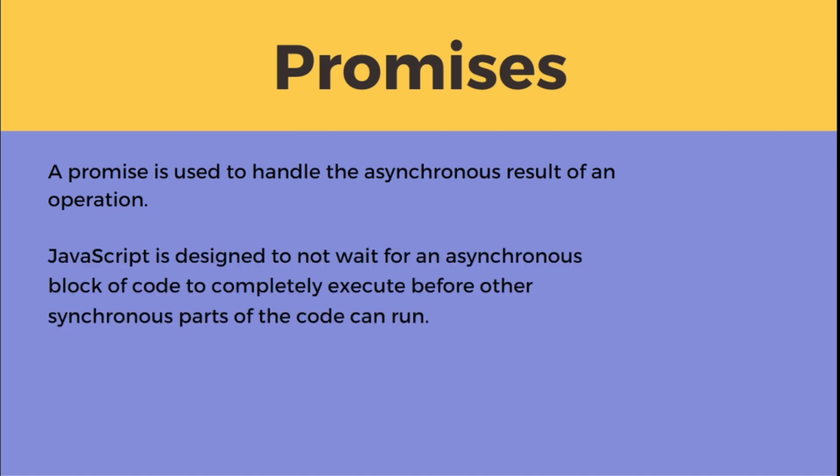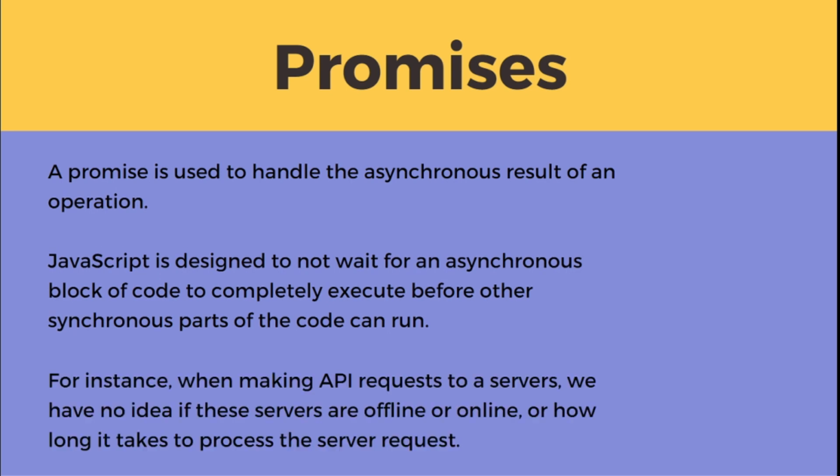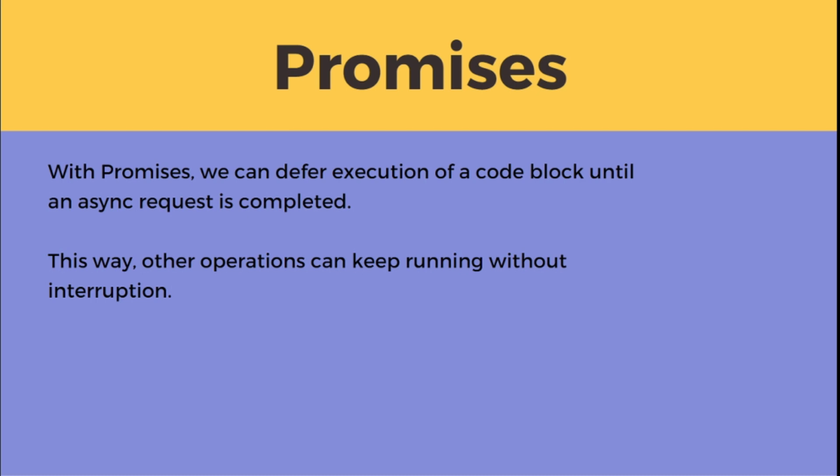JavaScript is designed not to wait for asynchronous blocks of code to complete execution before other synchronous parts of the code can run. For example, when making an API request to a server, we have no idea if the servers are online or offline or how long it's going to take to process the server request. With promises, we can defer the execution of a code block until the async request is completed. This way, other operations can be running without interruption.